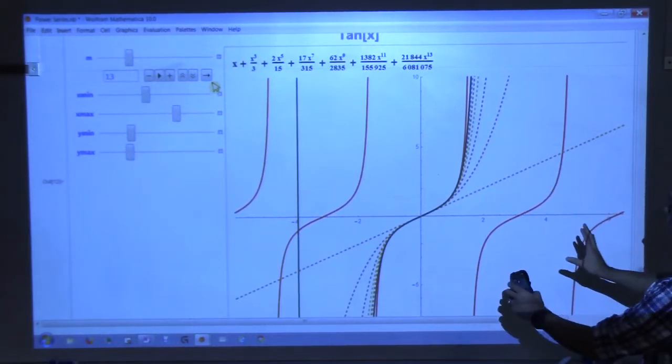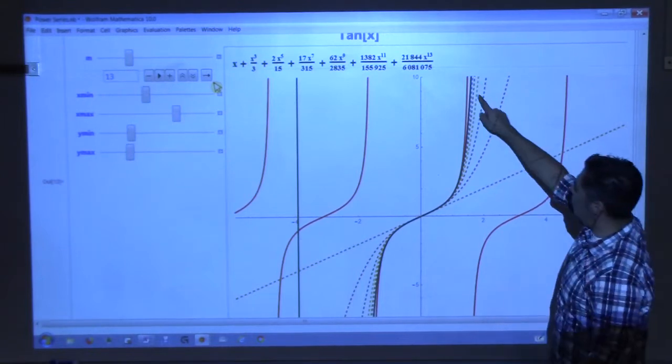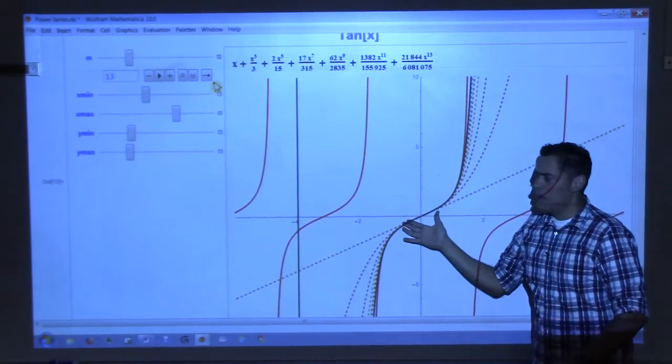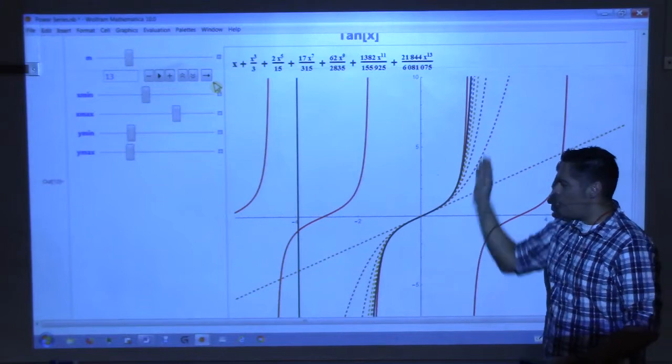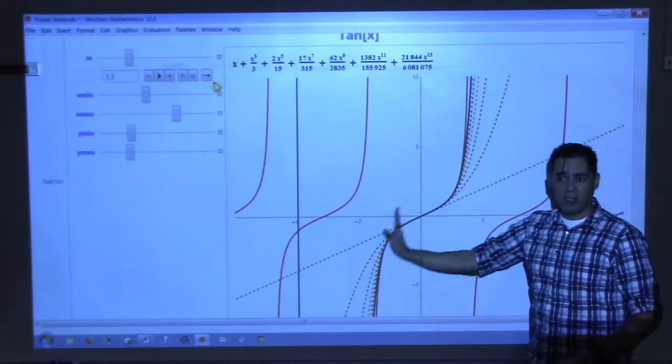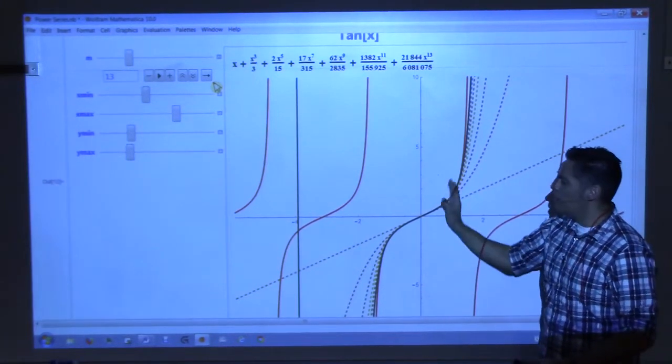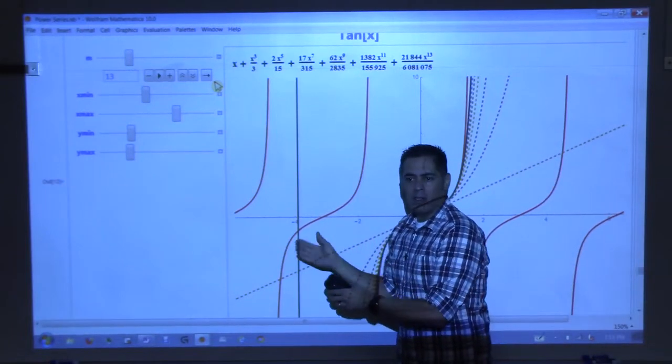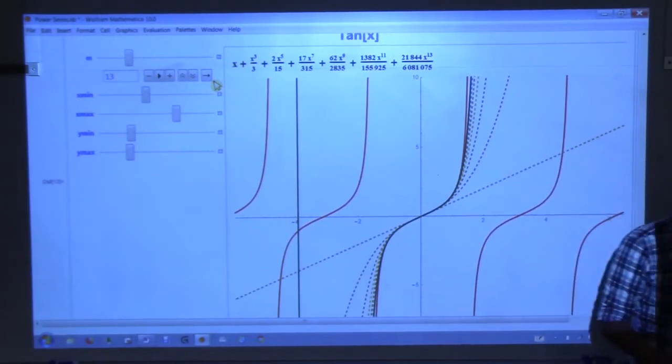But in terms of the picture, I'm trying to fit this black curve on the red curve, but notice that it's only doing a good job right here, right? It's only doing a good job right here. Like, what if I wanted to fit it over here? This power series is no good, right?